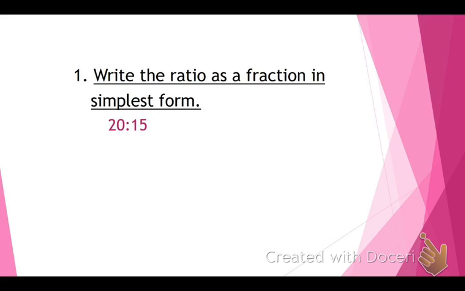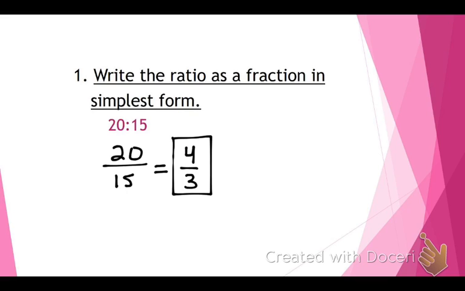My example here says 20 to 15. How do I put that as a fraction? 20 over 15. Now, it says to put it in simplest form. So what would simplest form be? Divide by 5 on top and bottom, and what do you get? 4 thirds. This is an improper fraction, but that's okay, all right?